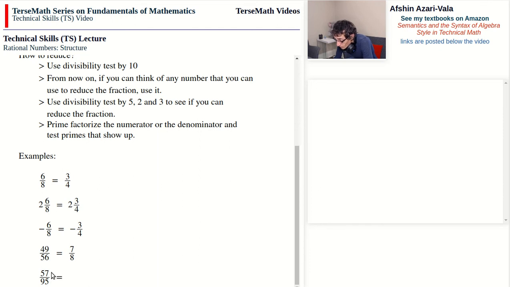5 works for the bottom, not the top. 2 doesn't work for either one. As far as 3 goes, 5 and 7 is 12. 5 plus 7 is 12, so 3 works for the top. 9 plus 5 is 14. 3 doesn't work for the bottom. And I'm not quite sure if this is done.